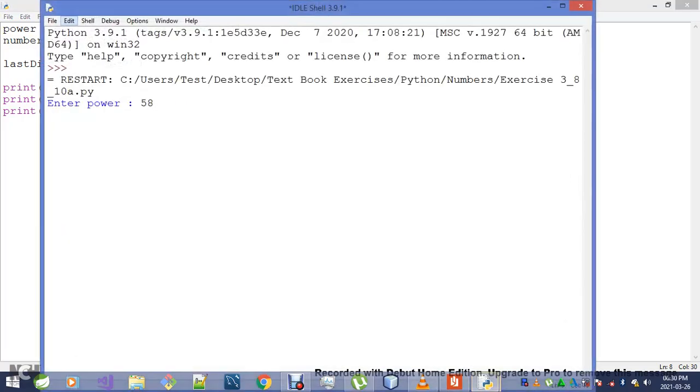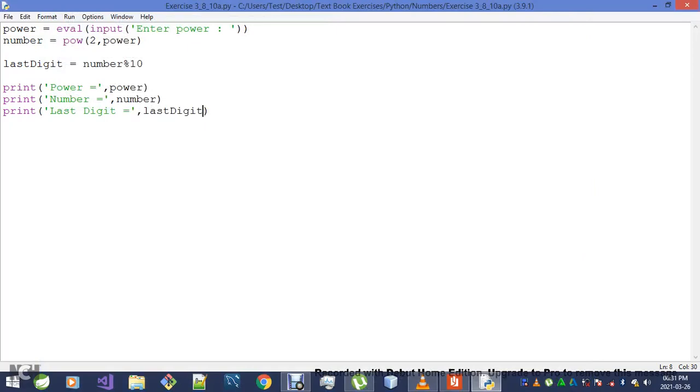let's try 58. Number is 2 to the... Really? Something has got to be wrong here. 2 to the exponent of... You have got to be kidding me. Oh, it's 2 to the exponent of power, and power is 58. That is probably the answer, to be honest.